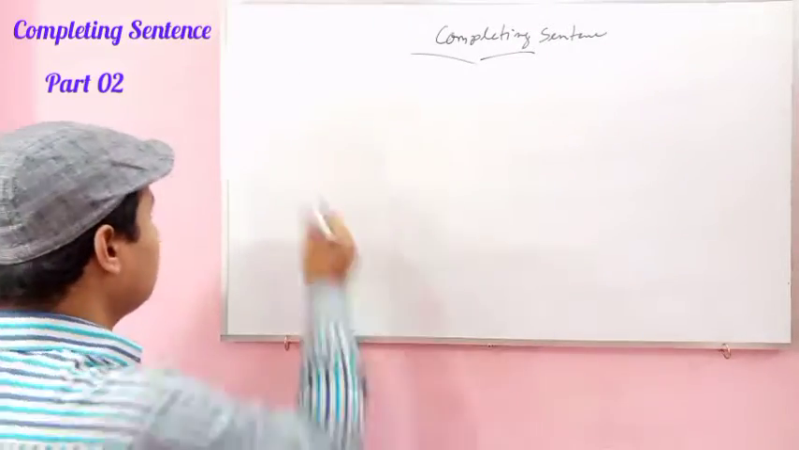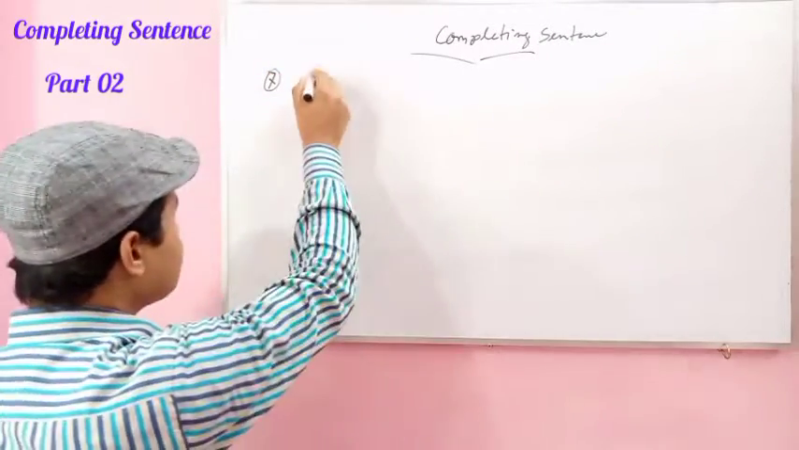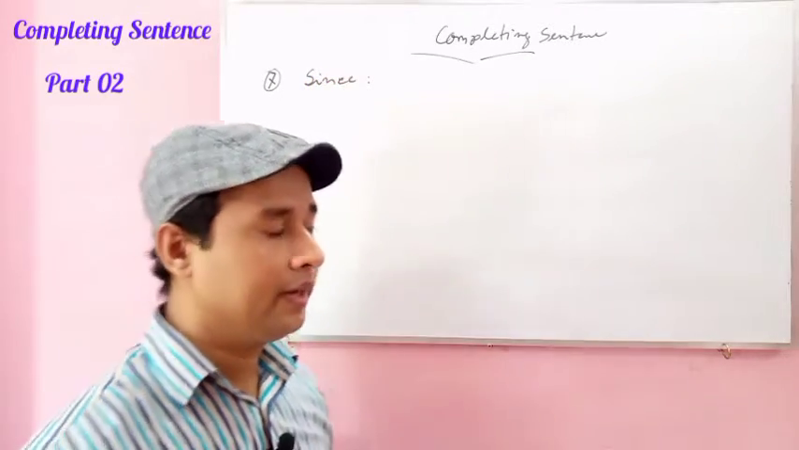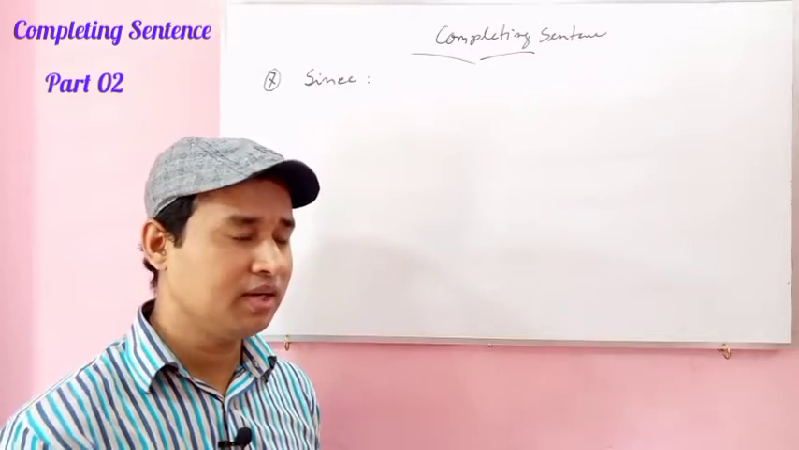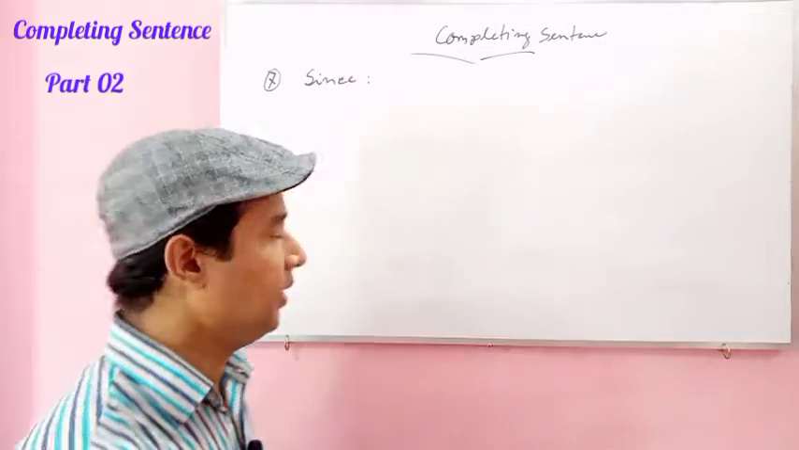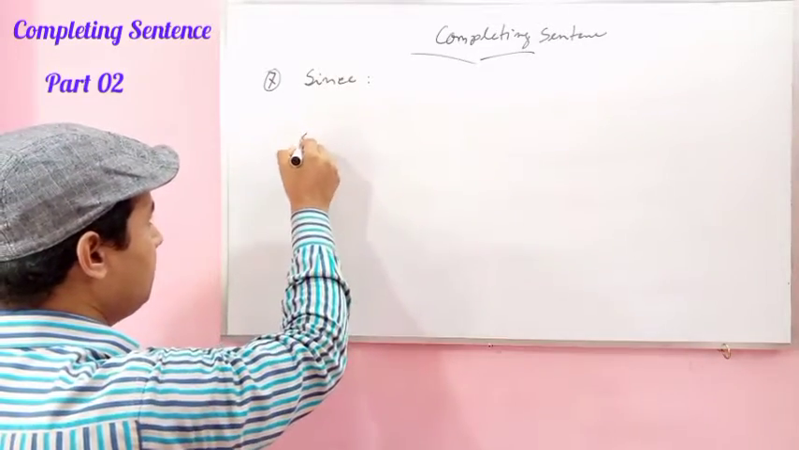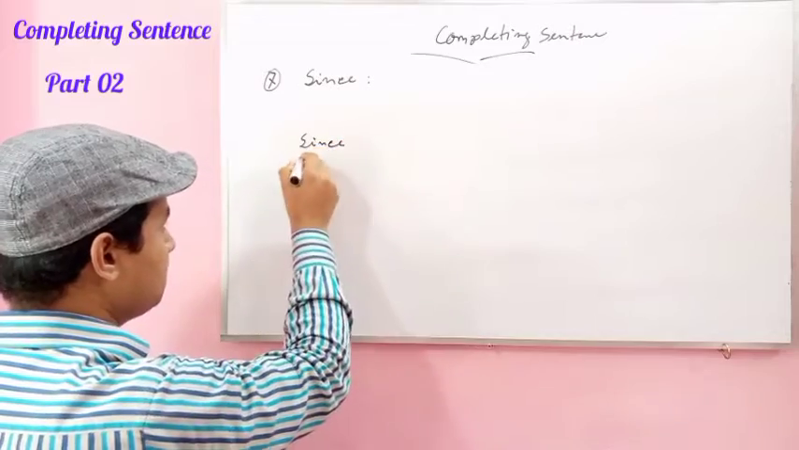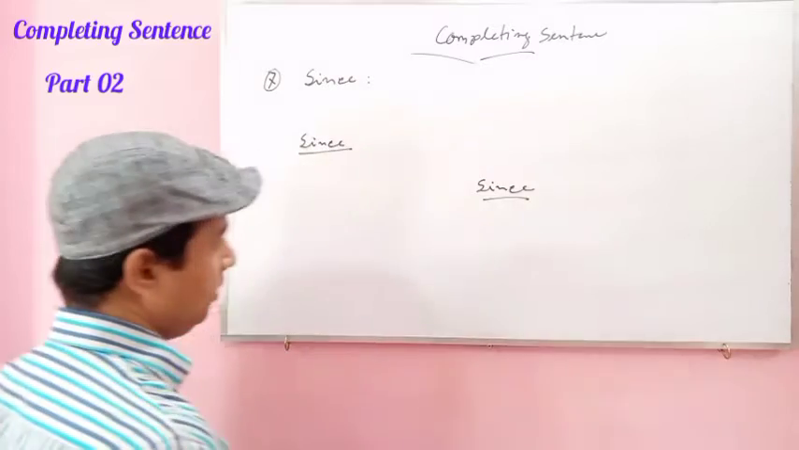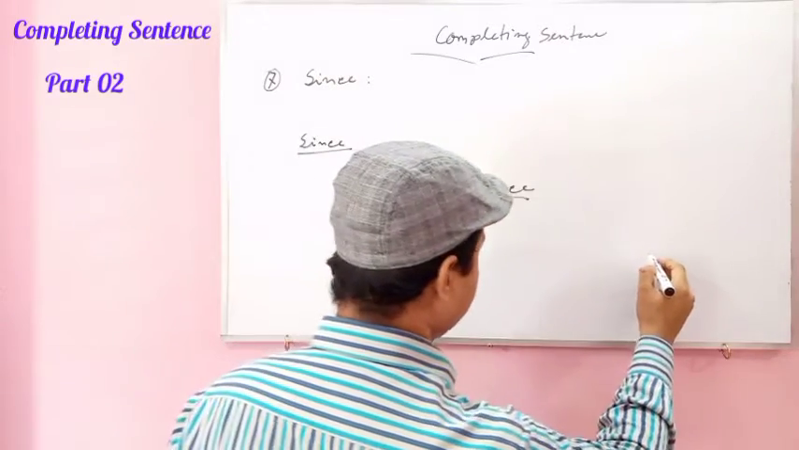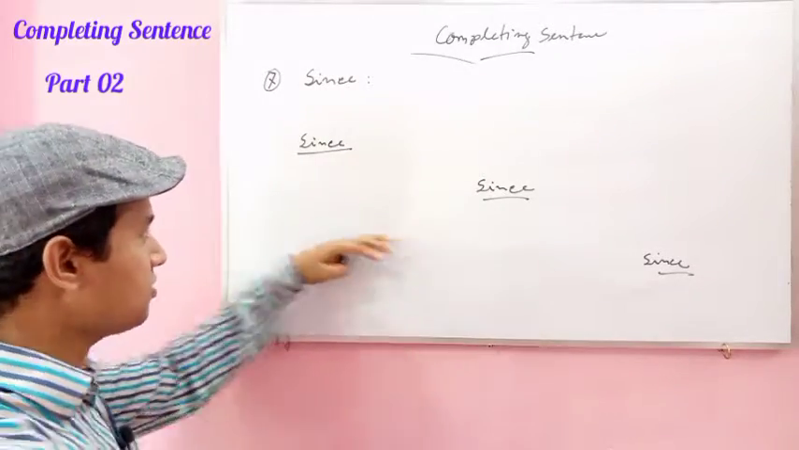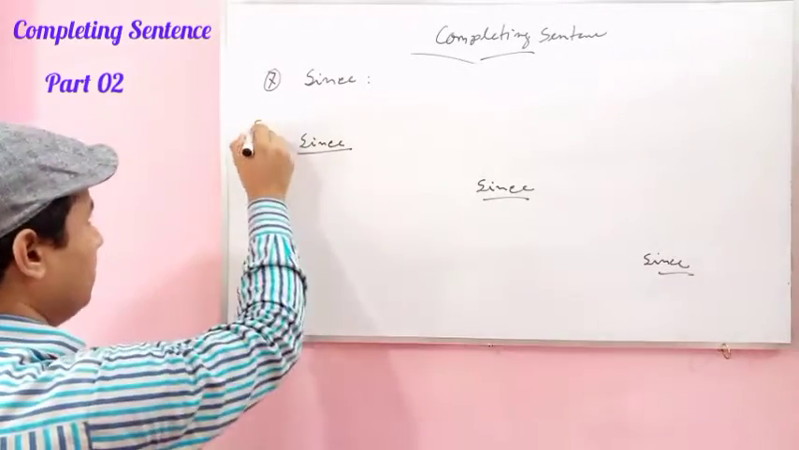Okay, in technique number 7, we find since. We can use this since in three different ways. We can use since in three different ways: at the beginning, in the middle, and at the end. Okay, now I will give 3 examples.